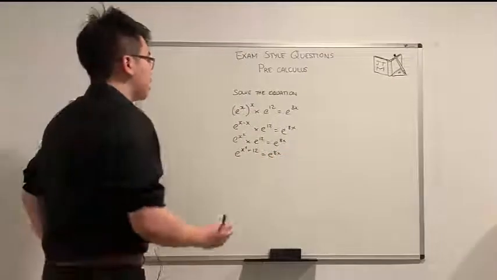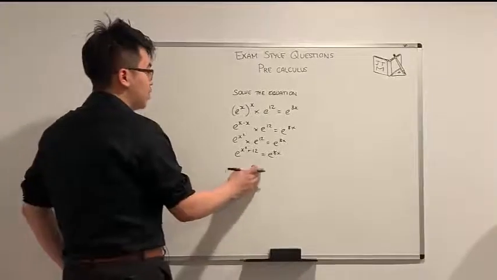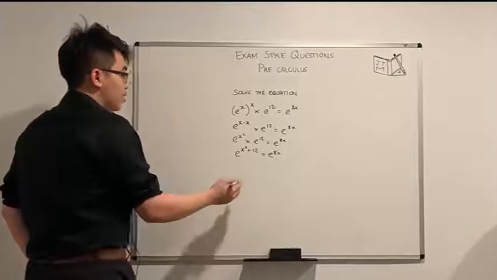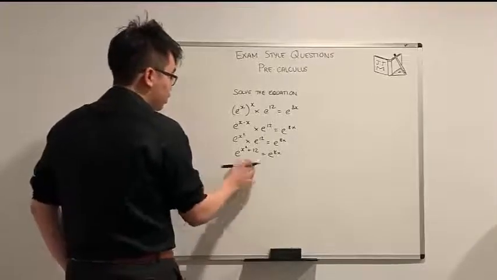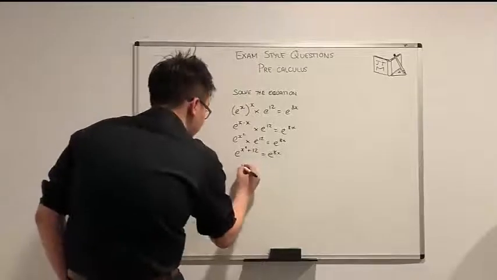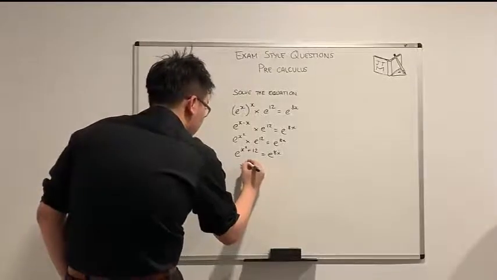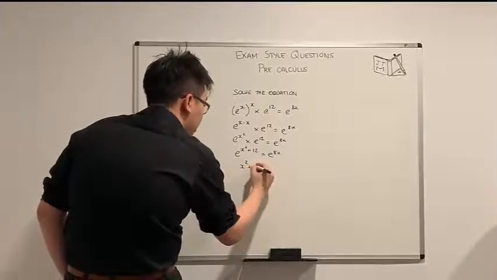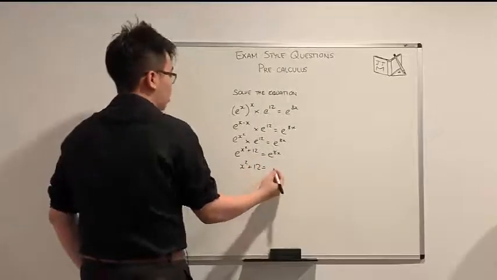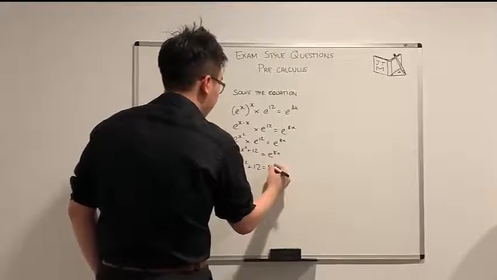Now because we've got two of the same bases with an equals sign in the middle, we can safely say that if I were to remove these two bases e, then the exponents would also be equal to each other. So let's do that now. We remove the e's and we're left with, on this side, x squared plus 12, and on this side we have 8x.